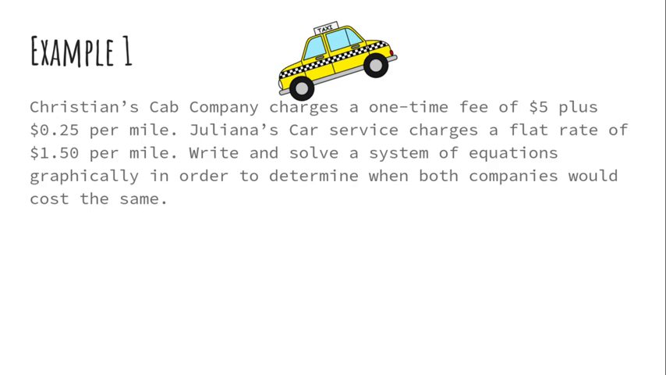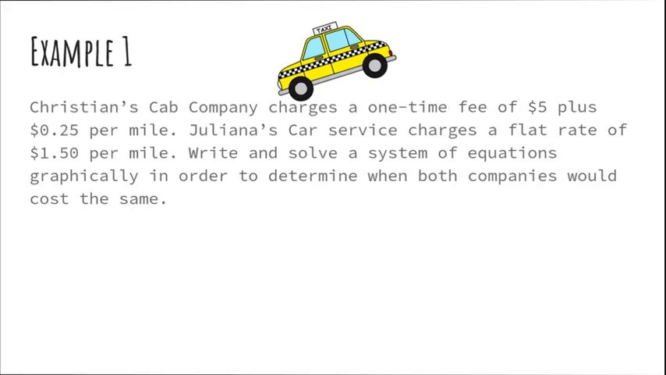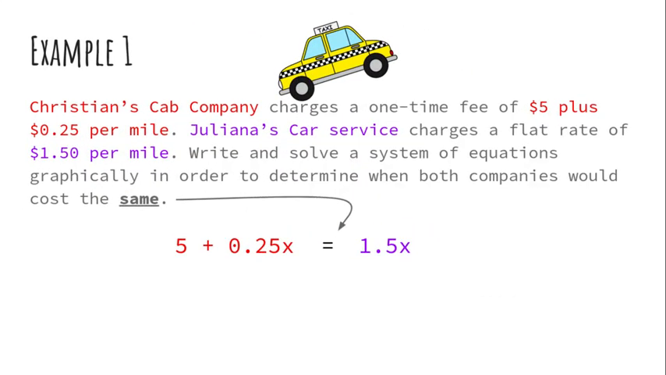So in example one, Christian's cab company charges a one-time fee of $5 plus 25 cents per mile. Juliana's car service charges a flat rate fee of $1.50 per mile. Write and solve a system of equations graphically in order to determine when both companies would cost the same. Most likely, you remember this problem being represented this way.